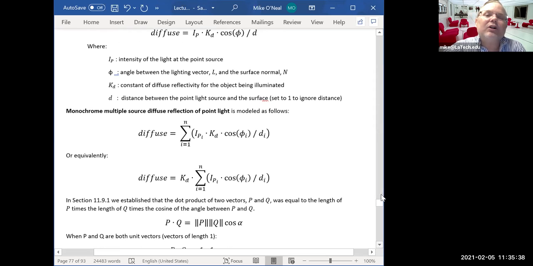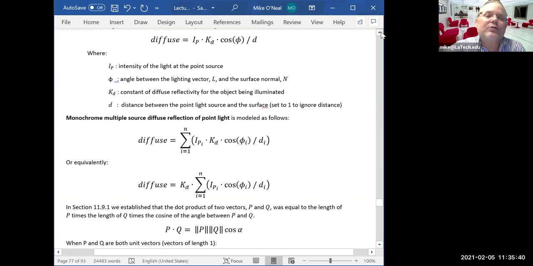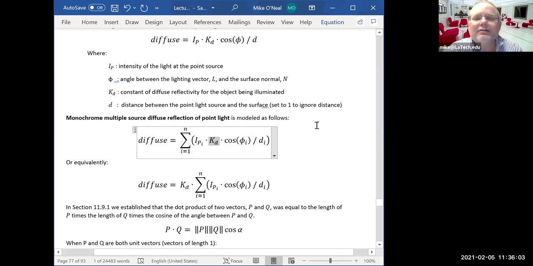Okay, what if I have multiple light sources? Because of course I can have multiple light sources. Then in that case, the diffuse is the sum of this equation for every light source. Well, you have to have the intensity of point light source I times the constant of diffuse reflectivity. Did I forget to put a sub I here on KD? Is that a typo or is that not a typo? Because everything else in this equation has a sub I.